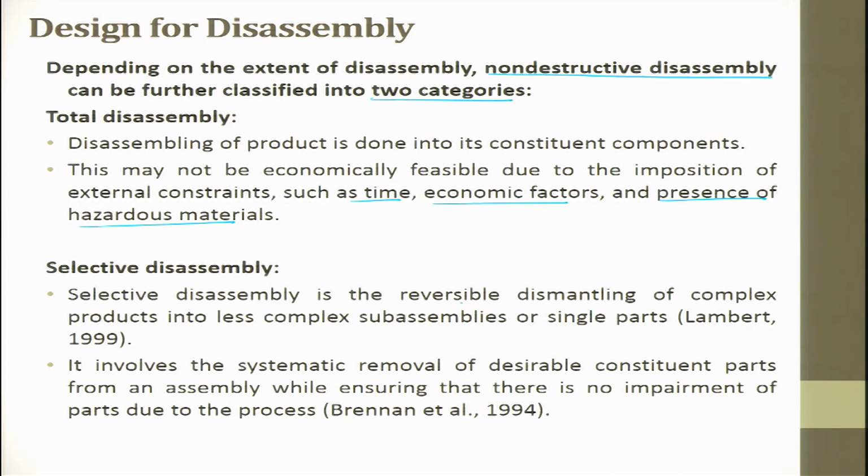Selective disassembly is a reversible dismantling of a complex product into less complex sub-assemblies or a single part. So, I try to remove certain parts of the entire component. For example, removing a tire from a car, selectively I remove it from one car and put it in the other. It involves the systematic removal of a desirable constituent part from an assembly. The example I gave you is a tire getting removed from an automobile.